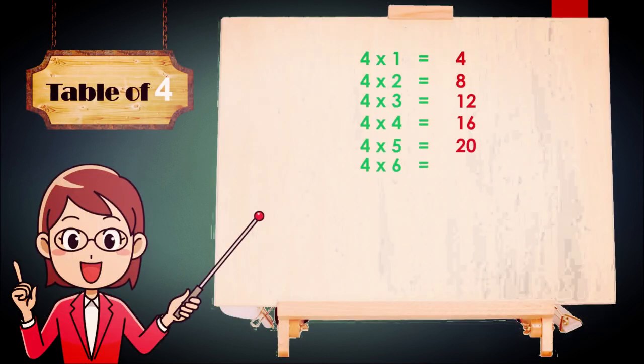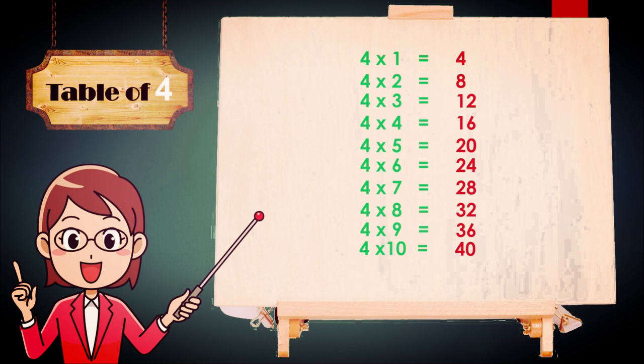So here is the table. 4 ones are 4, 4 twos are 8, 4 threes are 12, 4 fours are 16, 4 fives are 20, 4 sixes are 24, 4 sevens are 28, 4 eights are 32, 4 nines are 36, 4 tens are 40.